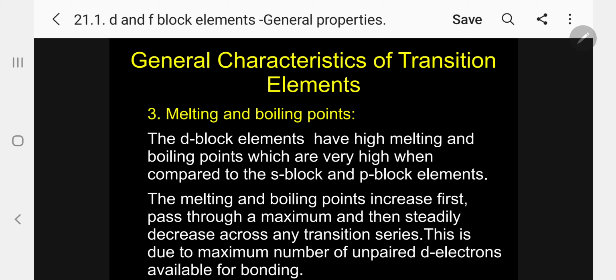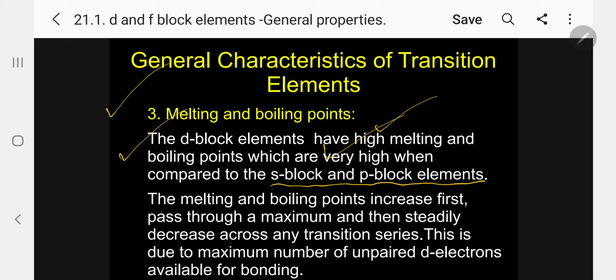The third one, under the general characteristics, melting and boiling point, that is physical properties. The D block elements have high melting and boiling points, which are very high when compared to S block and P block elements. Kindly follow.